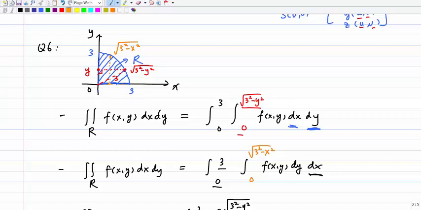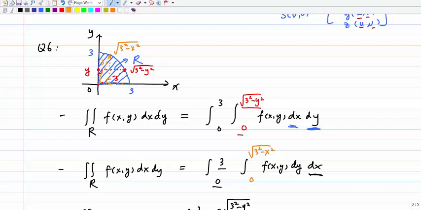In order to stay inside the region, your y always starts from 0. For any x, you start from 0, and the upper bound depends on what x is. If x is 0, you can reach 3. If x is 3, you go to 0. Relationship dependence, the upper bound is given by this, because this is 9. This is also 3, the radius is 3. This is 90 degrees, so this length, the height, is square root of 3 squared minus x squared.